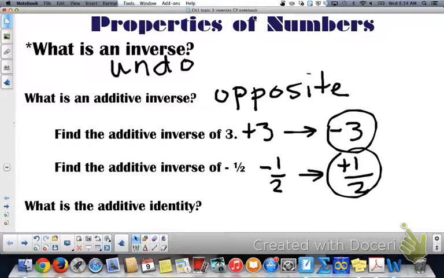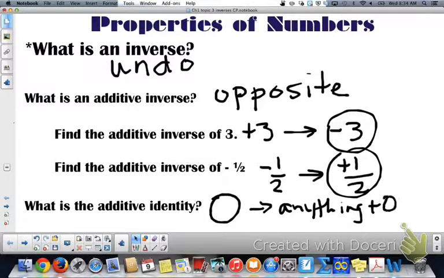Now, the additive identity, what do you get back to? Well, if I add 3 and then subtract 3, I am back at 0. That is the additive identity. It's the additive identity because anything plus 0 doesn't change. Okay, anything plus 0 doesn't change. You get what you started with. It's the identity. Alright, so there are your notes for additive stuff. Now let's go on to the next page.